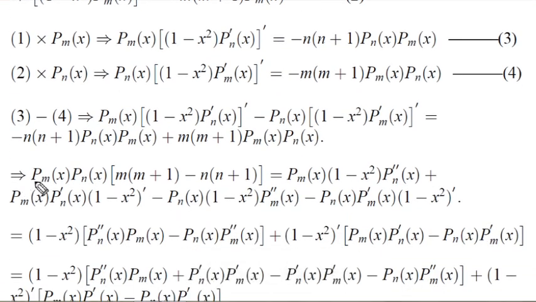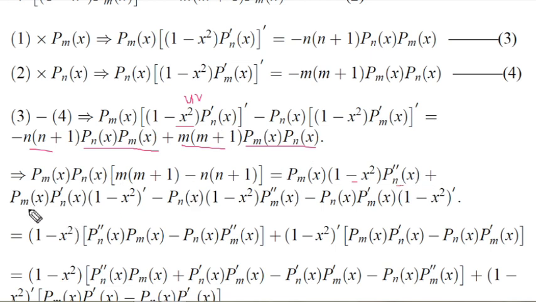Now in the next step, we take common elements. Here we have Pn of x into Pm of x, so we take common Pm of x into Pn of x. In the bracket we get m into m plus 1 minus n into n plus 1. That is equal to, here we write Pm of x into, we differentiate this in the UV method. We get 1 minus x square Pn dash of x whole dash: 1 minus x square we keep constant, we differentiate Pn dash of x, and we get Pn double dash of x.